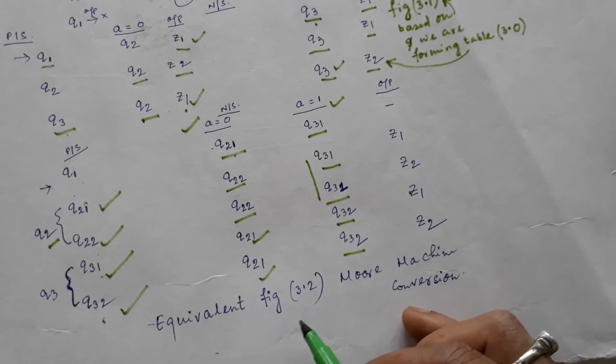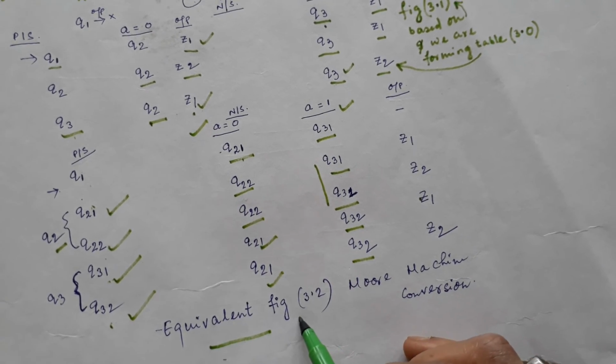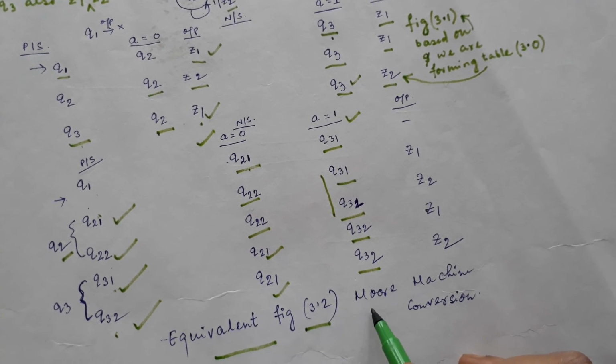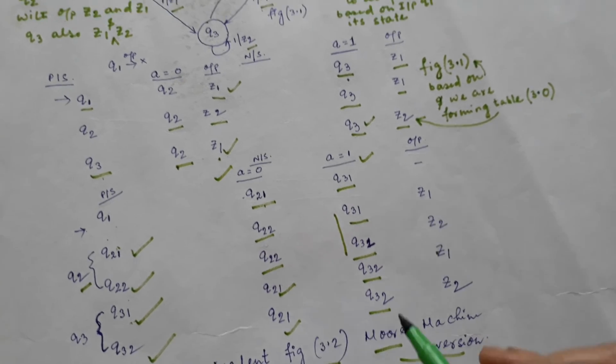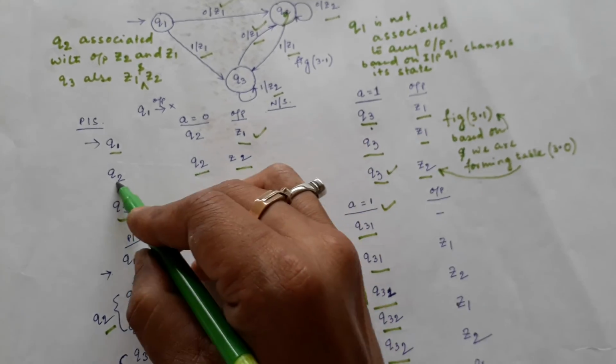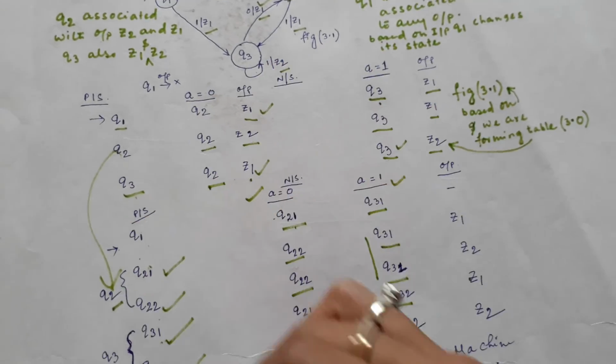So in this way we are getting the equivalent form of the table that is given in figure 3.2, which is the Mealy to Moore machine conversion, right? So in this way we are converting a Mealy machine to a Moore machine.